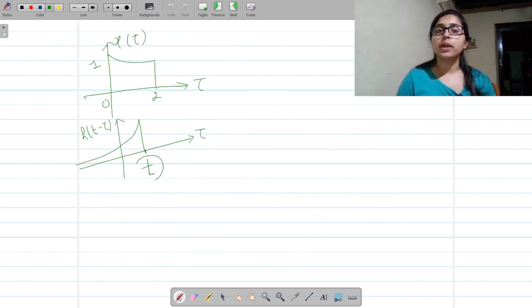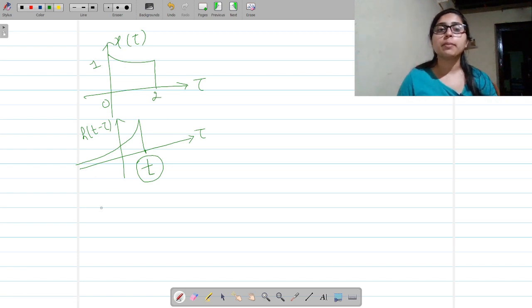So this is a variable t now. If it is less than 0, I will be getting some value for y of t. If it is greater than 0 and less than 2, I am going to get a different value. If it is greater than 2, I am going to get a different value, because the overlapping regions will be different for these three cases.